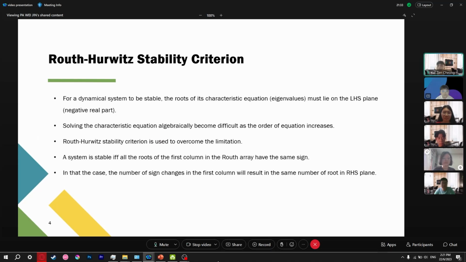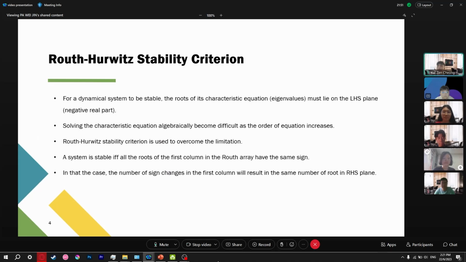Hi, I'm Cheong, the next presenter. So I'm going to present about the Routh-Hurwitz stability criterion. For a dynamical system to be stable, the roots of its characteristic equation must lie on the left-hand side of the plane, which means that the roots must lie on the negative real part.